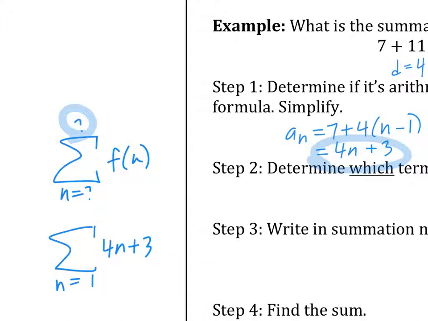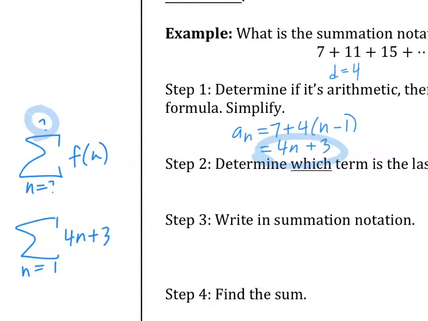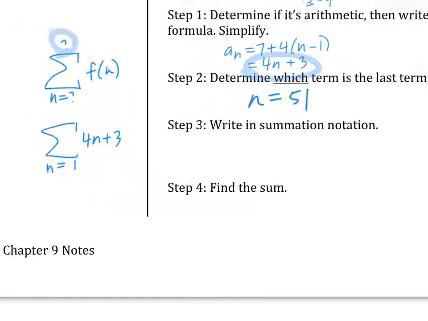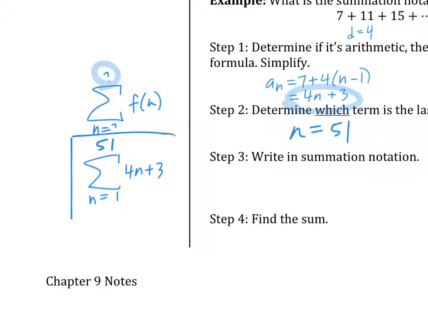How are you going to figure that out? Okay, talk to your partner. We already went over this. How do you figure out what 207 is? What term number is this? Okay, talk to your partner. Okay, so term number n is 51. There are 51 numbers. So write it in summation notation. This is it. Okay. Now find the sum. Now that you know how many numbers there are, it's very easy to find the sum. So 51 divided by 2 times first number plus last number.